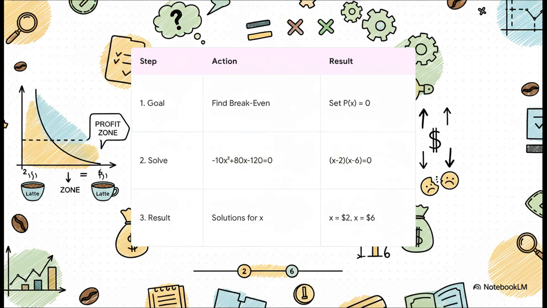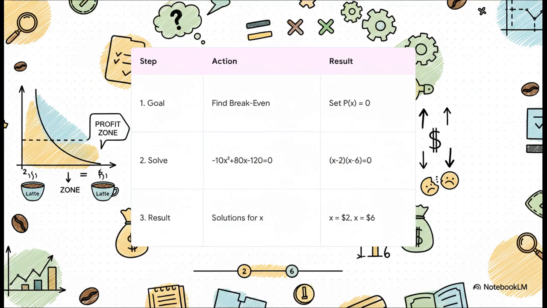Okay, let's do the math. We take our profit function and set it equal to 0. So negative 10x squared plus 80x minus 120 equals 0. Now to make life easier, we can divide the whole thing by negative 10. That gives us a much cleaner equation. x squared minus 8x plus 12 equals 0. This looks like something we can factor. We need two numbers that multiply to positive 12 and add up to negative 8.